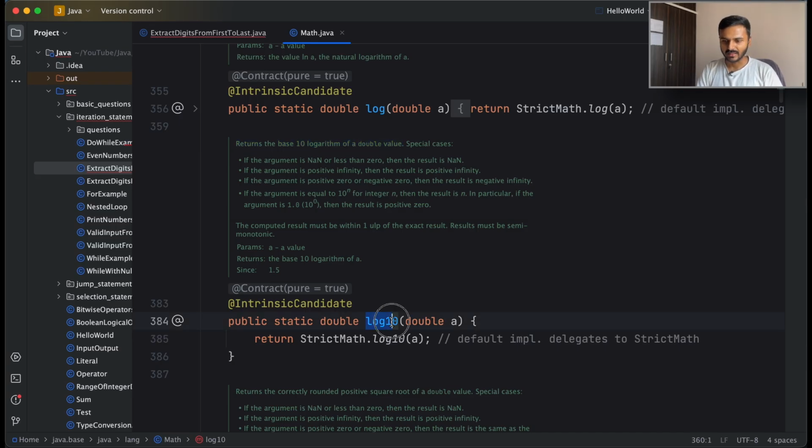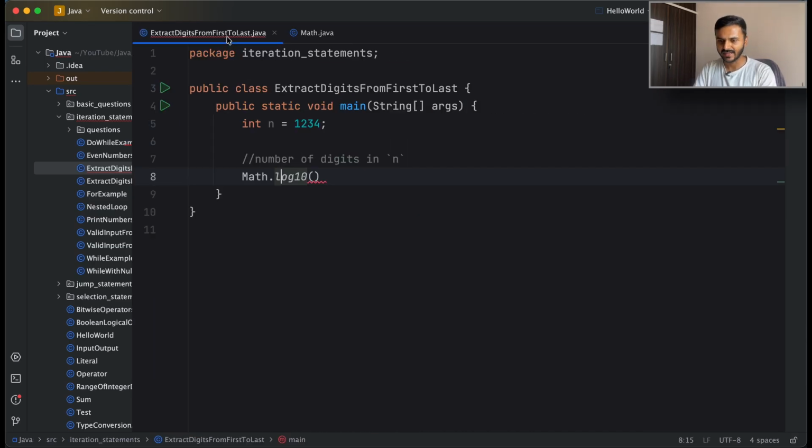Now, this method is in the math class. We have not discussed classes and methods yet, which is why I'll not get into the details of it. But just understand that if you pass a number to log10, it will return the log 10 of that number back to you. So let me demonstrate that first before further implementation. Let's say I pass 10 to it.